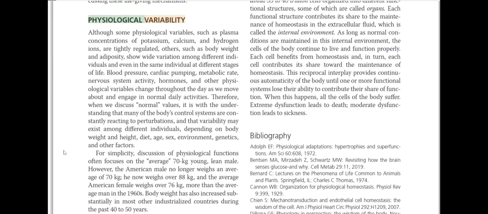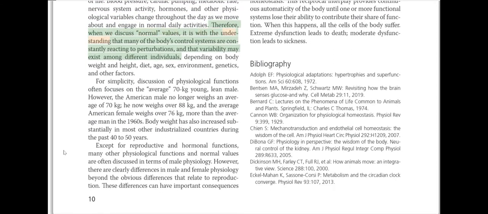Physiological variability. Although some physiological variables, such as plasma concentrations of potassium, calcium, and hydrogen ions, are tightly regulated, others, such as body weight and adiposity, show wide variation among different individuals and even in the same individual at different stages of life. Blood pressure, cardiac pumping, metabolic rate, nervous system activity, hormones, and other physiological variables change throughout the day as we move about and engage in normal daily activities. Therefore, when we discuss normal values, it is with the understanding that many of the body's control systems are constantly reacting to perturbations, and that variability may exist among different individuals, depending on body weight and height, diet, age, sex, environment, genetics, and other factors.